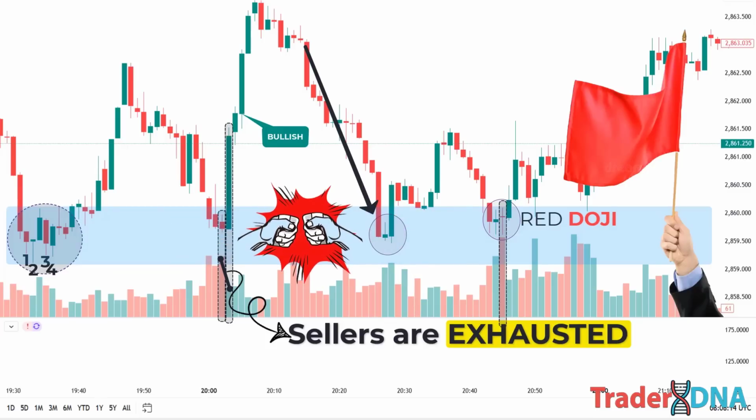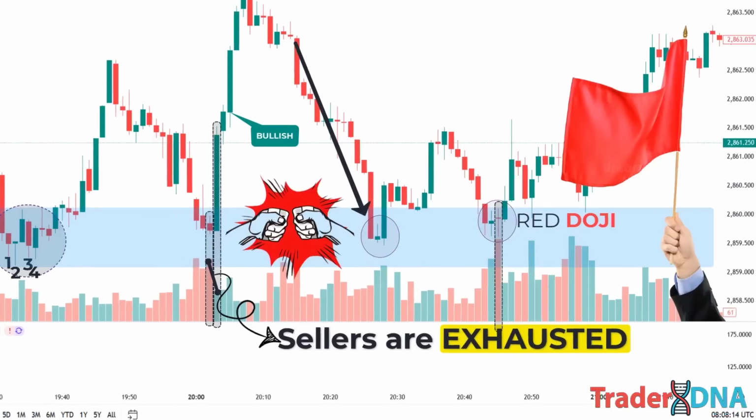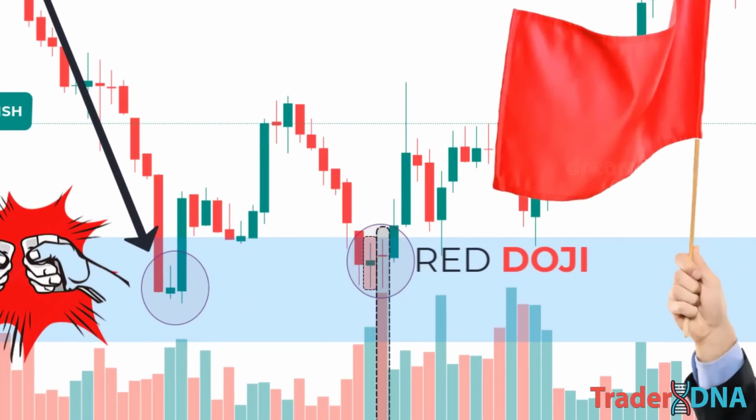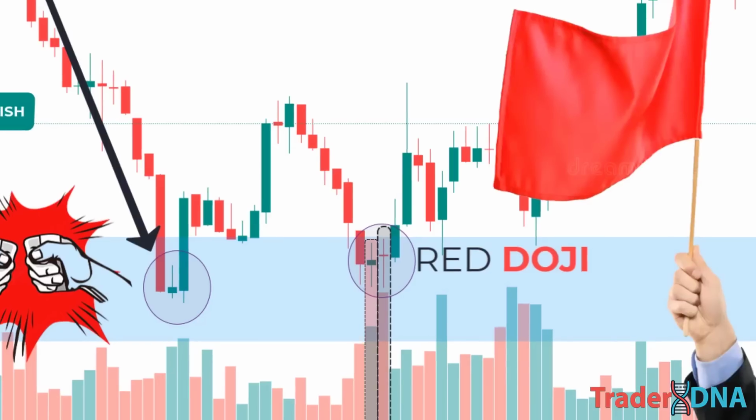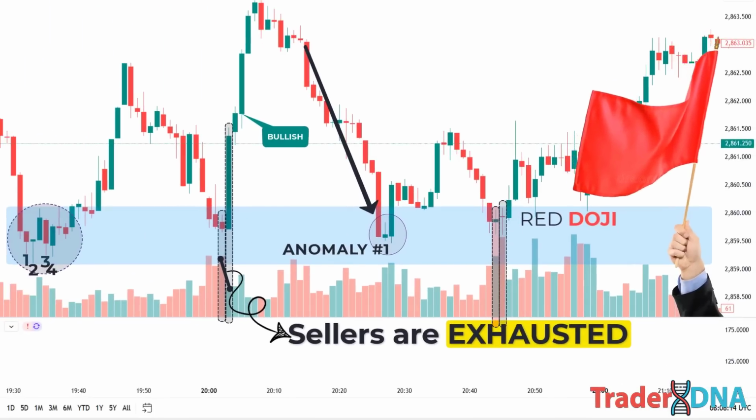But wait, there's more. Take a look at the candle before the doji. A small bullish candle, but with insanely high buying volume. What does this mean? Buyers tried to push price up, but sellers absorbed their orders. That means sellers were still trying to bring the market down. This is war. So what should we do? We wait. We need to see the final decision of the market. Who will win this battle?